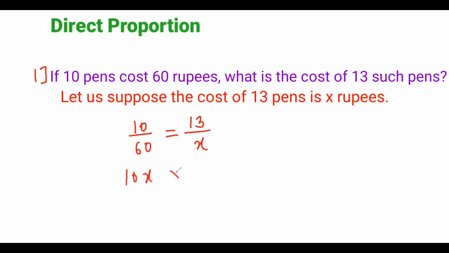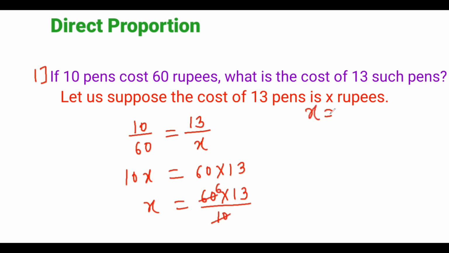After cross multiplying we will get 10x is equal to 60 into 13. 10 and x are multiplied, so 10 on the right hand side becomes divide, so we will get x is equal to 60 into 13 upon 10. So answer is what? x is equal to 78. So cost of 13 pens is rupees 78 is the right answer.